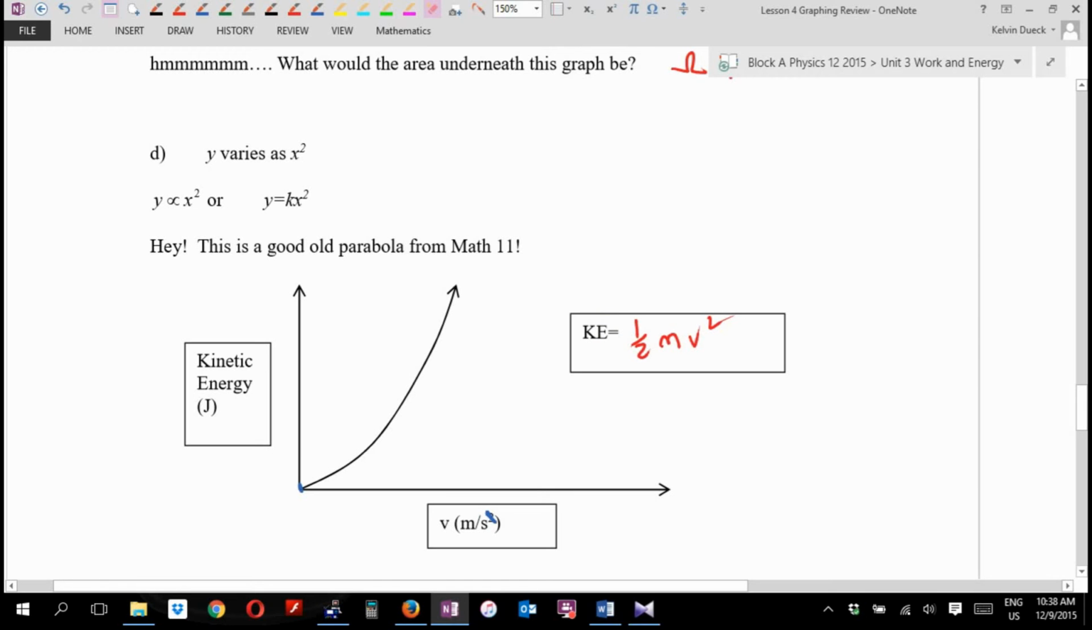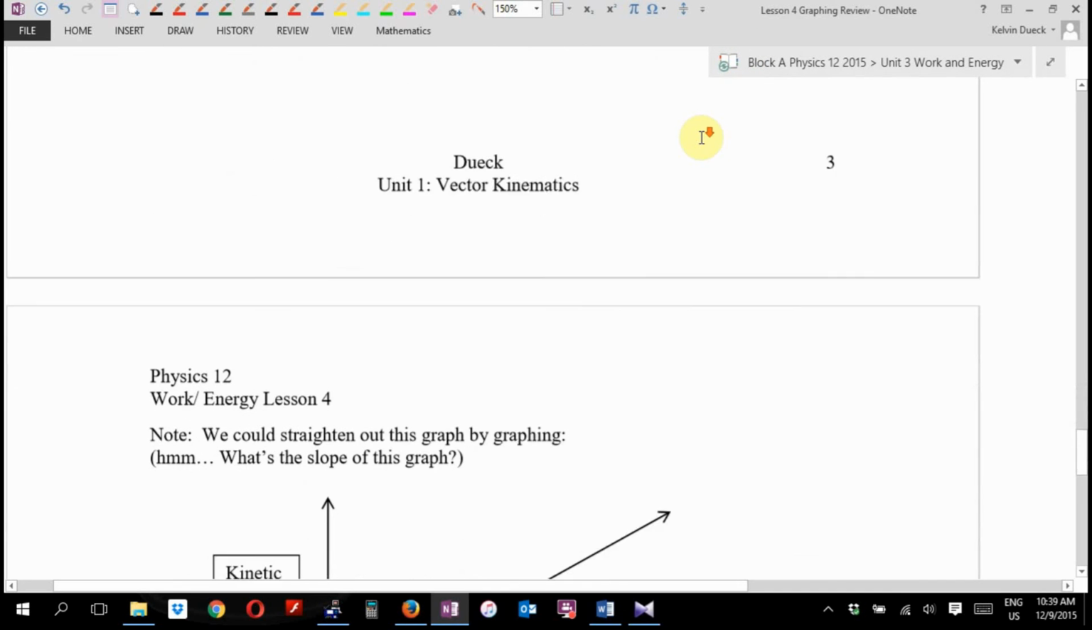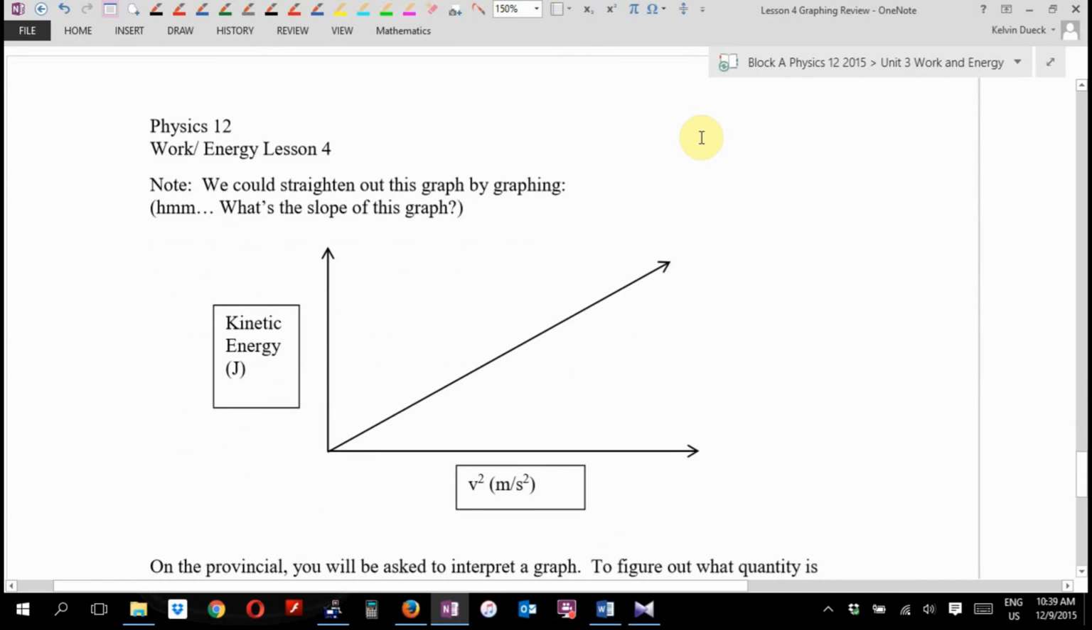Then there's a trick that you can do. It's called curve straightening. Since I know this is a parabola, if I wanted to turn this curve into a straight line, because it's easier to do math with a straight line, instead of graphing kinetic energy and v, I could graph kinetic energy and on the x-axis graph v squared. If I do that, the graph will end up being a line. Kind of like this. Except, can you all look up? There should be a squared on the m there. Because velocity squared would be meters squared per second squared. That would straighten this out.